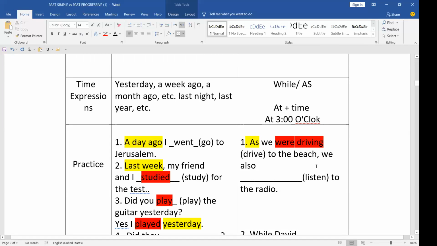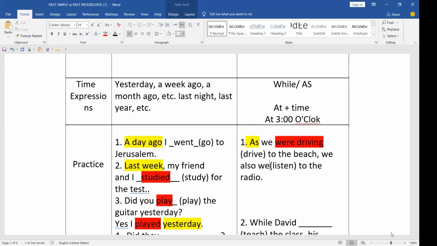As we were driving to the beach, we also listened to the radio. Okay, we also, זה קורה באותו זמן, אתם רואים את זה? בזמן שאנחנו נוסעים לחוף, באותו זמן אנחנו מקשיבים לרדיו, לכן, it's also... אז we were listening. Yeah, we were listening to the radio at the same time. זה קורה באותו זמן. All right?